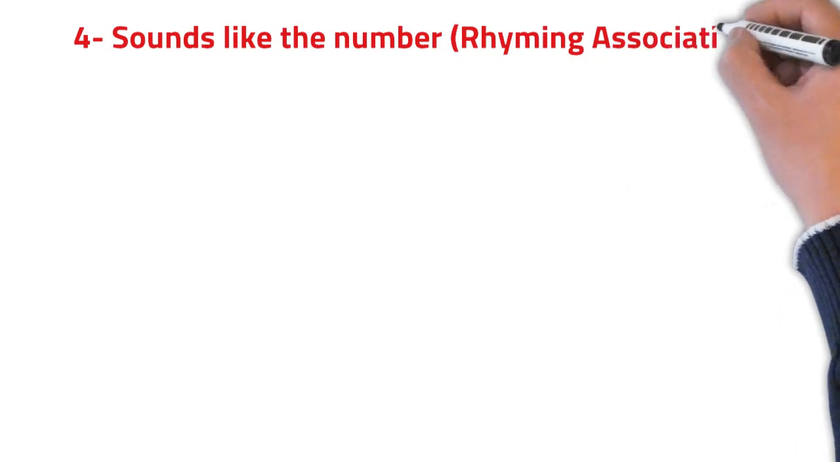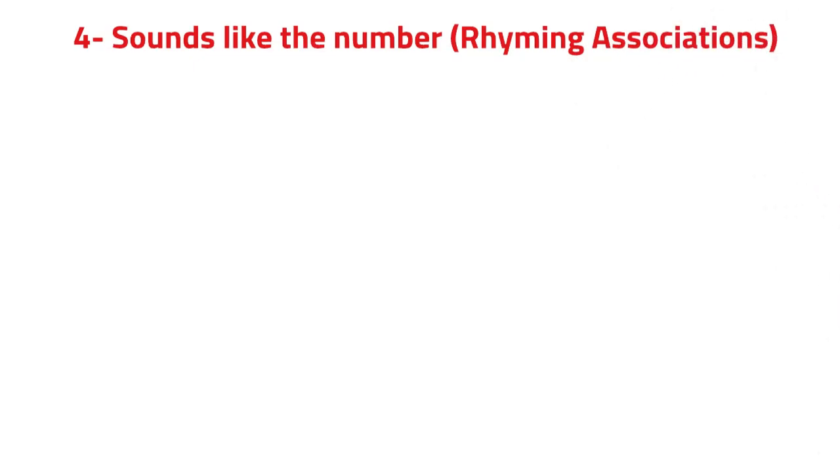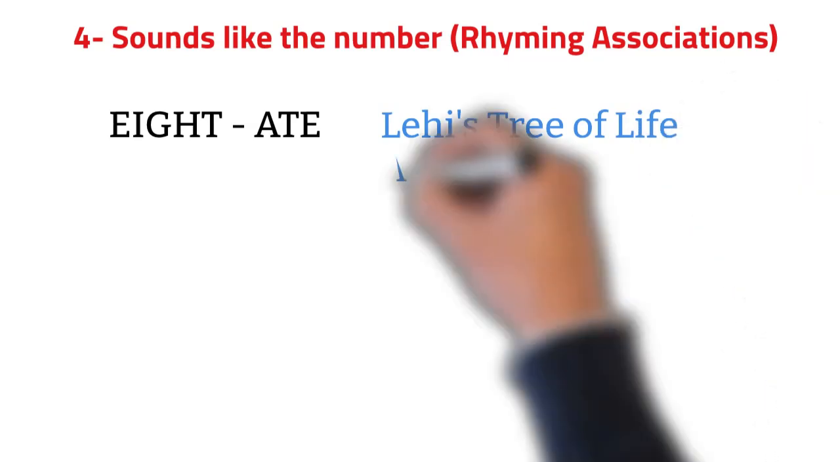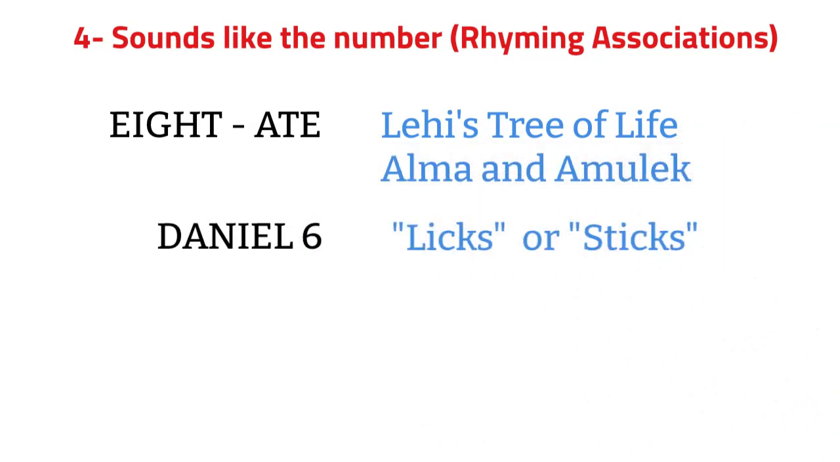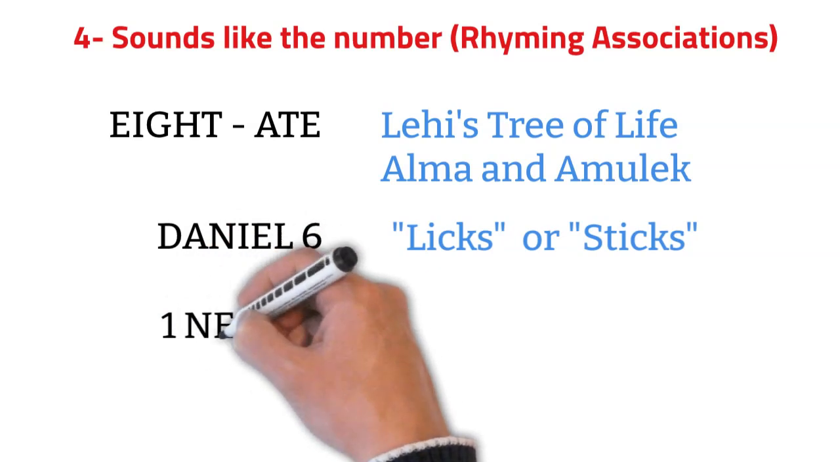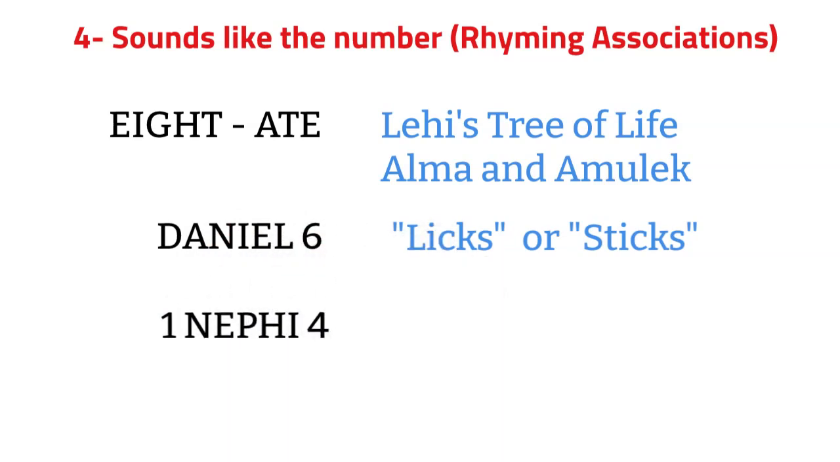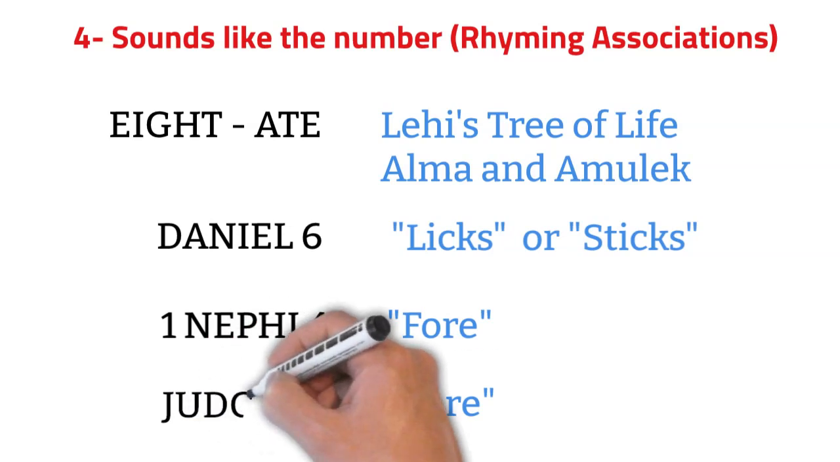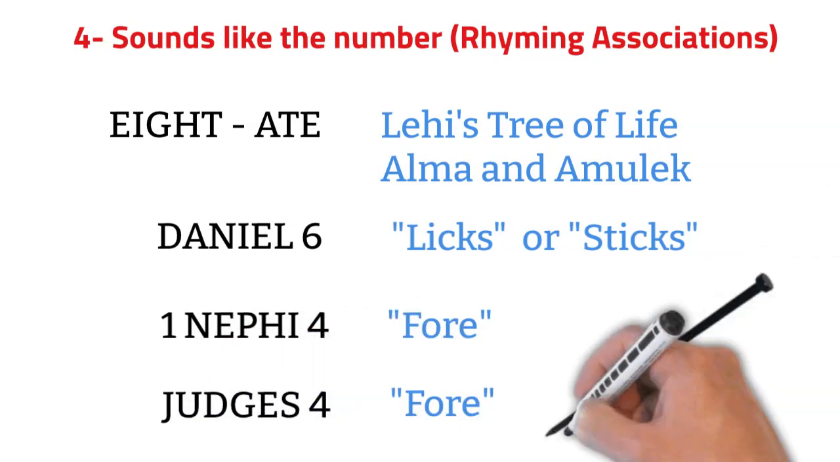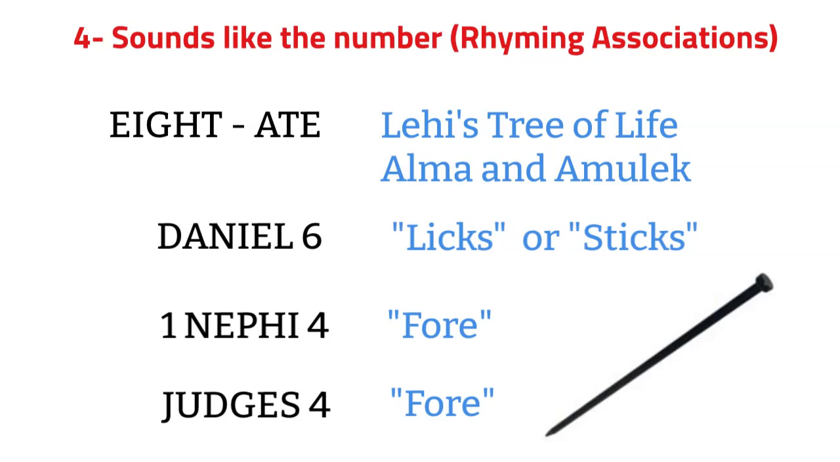Anytime the chapter number rhymes with a word which makes sense in the story, you can use it as the association for that chapter. We've already done 8 and gate for both Lehi's vision of the tree of life and for the meeting of Alma and Amulek. Also, Daniel in the lion's den in Daniel 6, licks or sticks, and Nephi smiting off the head of Laban in 1 Nephi 4, 4 can also be used for Judges 4, where the enemy general is literally nailed to the floor with a tent spike.